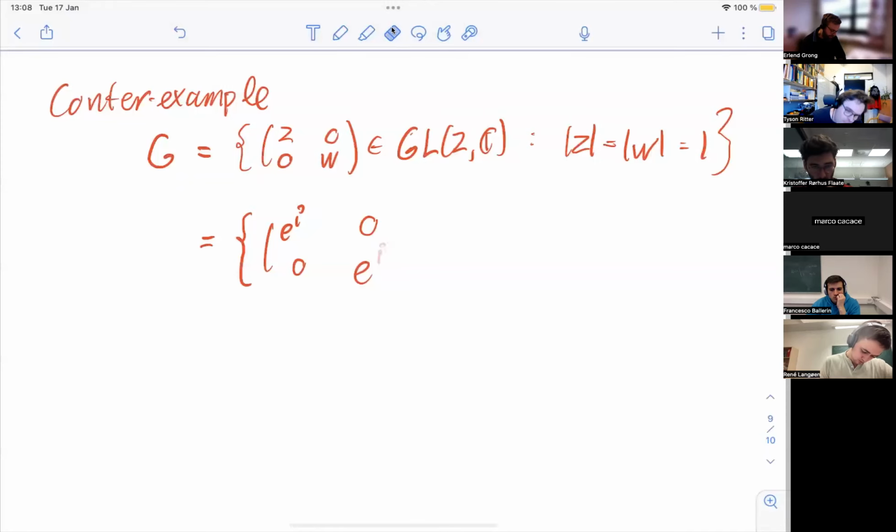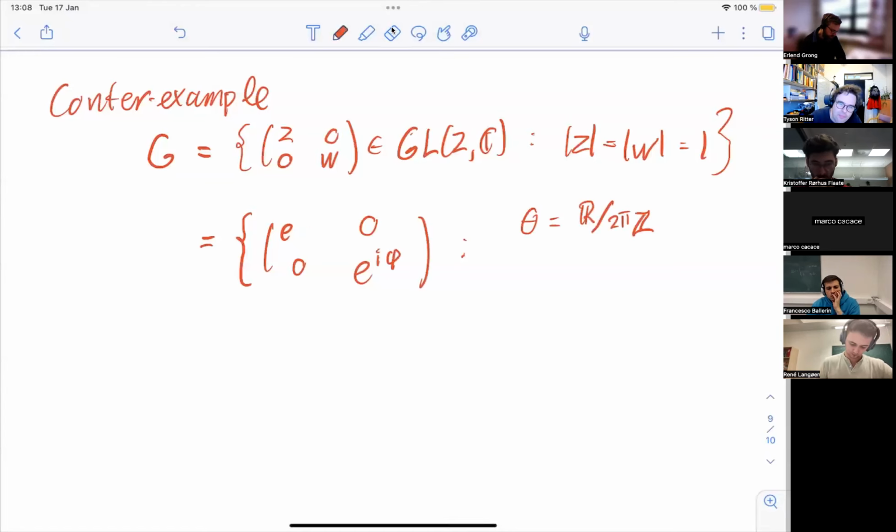Okay, let's use theta and phi, where theta is in the real numbers divided out by the 2 pi set. We can write it as e to the 2 pi i theta and e to the 2 pi i phi, where theta is in the real numbers divided out by the integers, and phi as well.